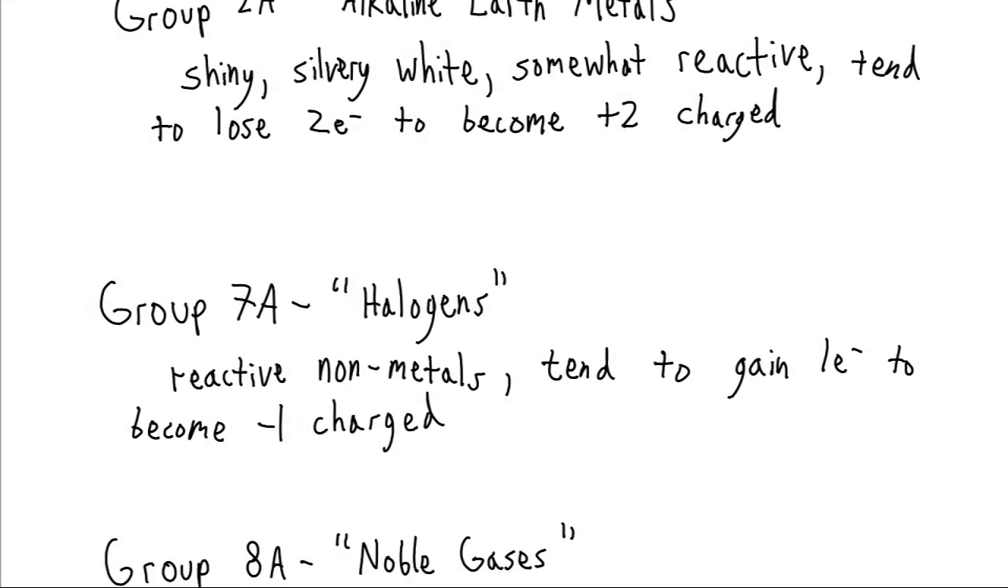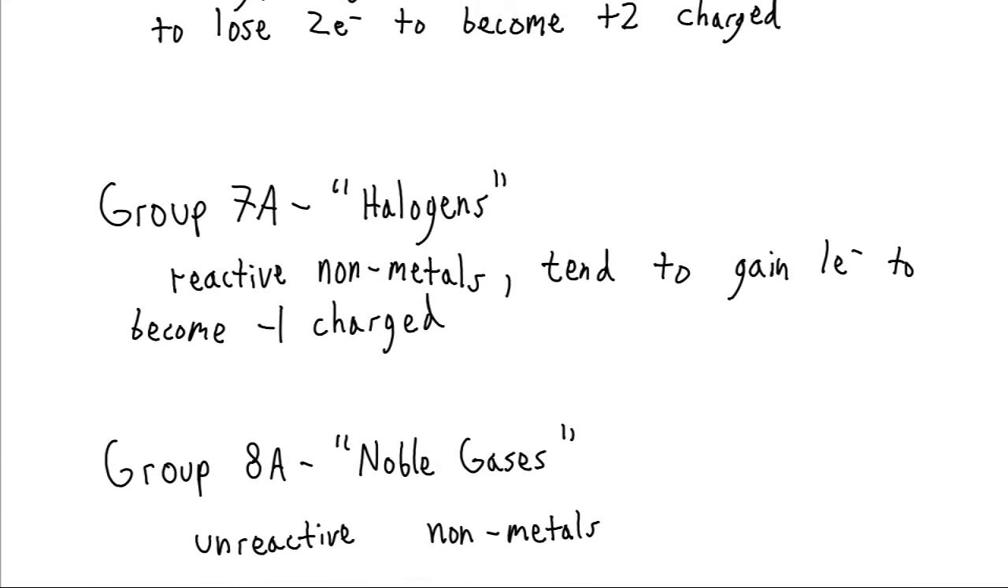Now, the final group that we'll pick on is the one in the very end of the periodic table, group 8A. These elements are called the noble gases. So they're nonmetals and they're unreactive to the point that we can pretty much call them inert. They tend to not form any compounds at all and just exist as solitary atoms as gases.